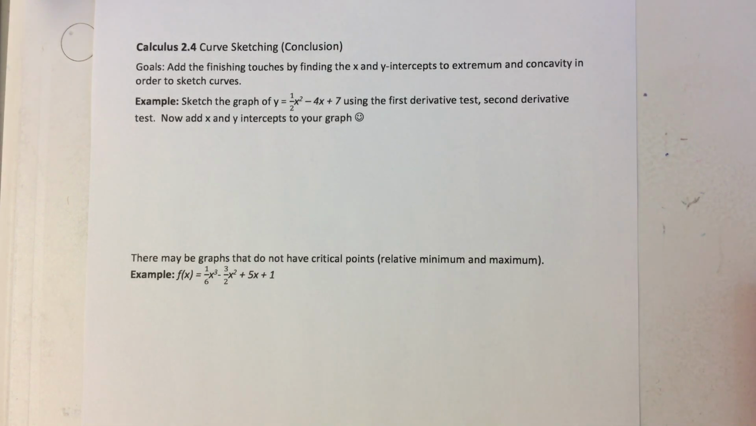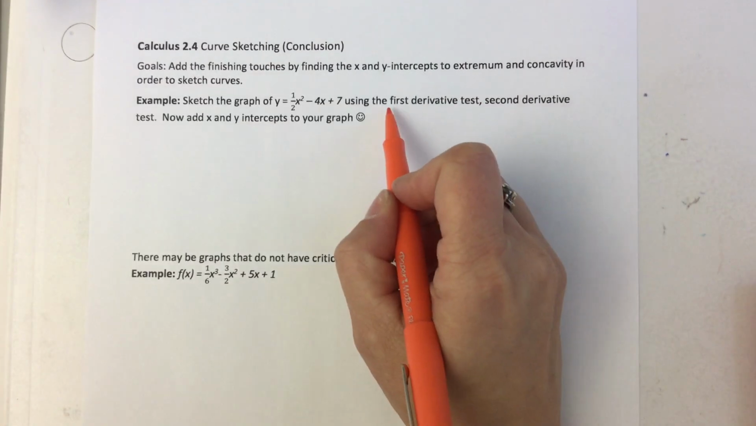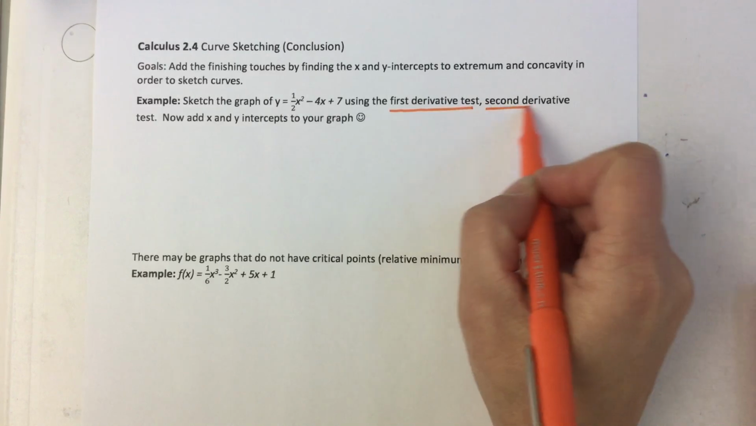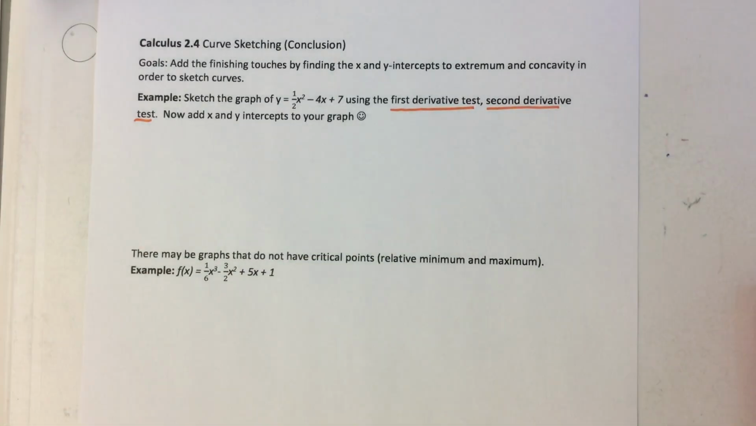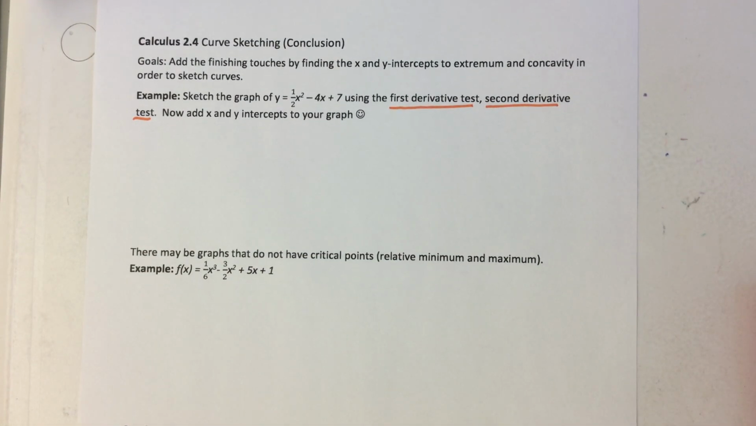The first example, sketch the graph of y equals 1/2 x squared minus 4x plus 7 using the first derivative test and the second derivative test. You guys, that's the exact same thing that we did in section 2.3. As we're doing 2.4, we will start off with the exact steps that you have been practicing. The only difference is we'll be sprinkling in a couple extra points at the end.